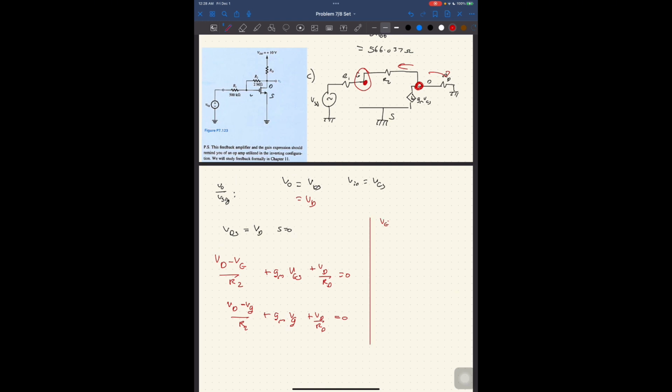VG minus V sig over R1 plus VG minus VD over R2 is equal to 0. And so if I had to multiply both sides, I'd say VG R2 minus V sig R2 plus VG R1 minus VD R1 is equal to 0, such that VG times R2 plus R1 is equal to VD R1 plus V sig R2, implying that VG is equal to VD R1 plus V sig R2 over R1 plus R2.